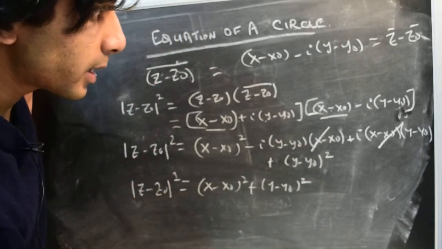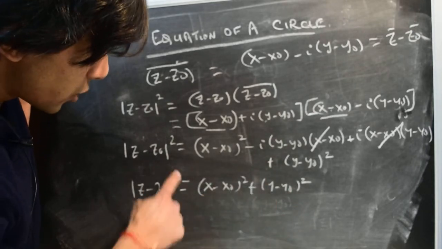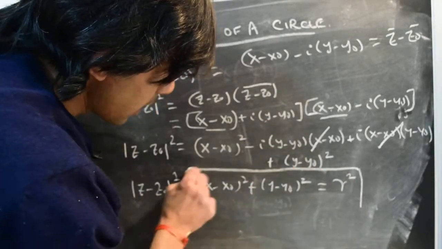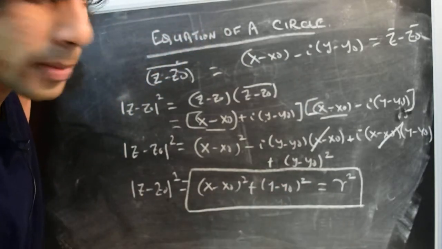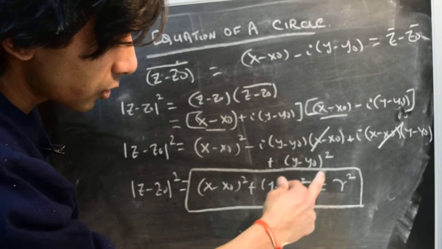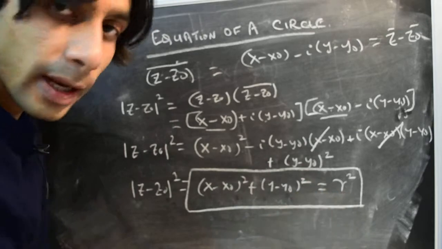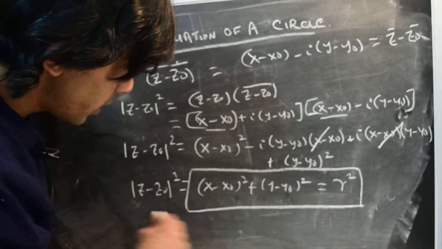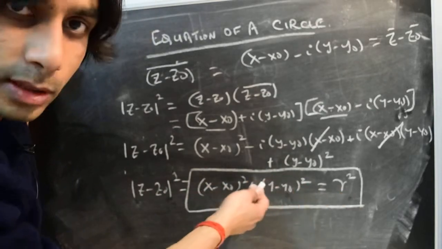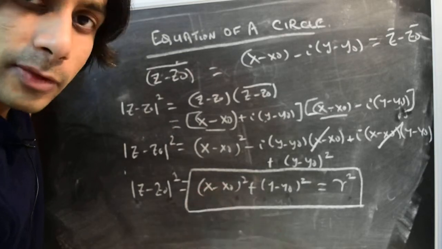And our claim was that the equation for a circle centered at z0 with radius r is mod of z minus z0 squared equal to the radius squared. So this is equal to r squared. Now if you remember this expression from basic geometry, x minus x0 squared plus y minus y0 squared equals r squared is the equation for a circle centered at the point x0, y0 with radius r. And so the expression mod of z minus z0 squared equals r squared is consistent with this equation for a circle, in this case in terms of complex variables.